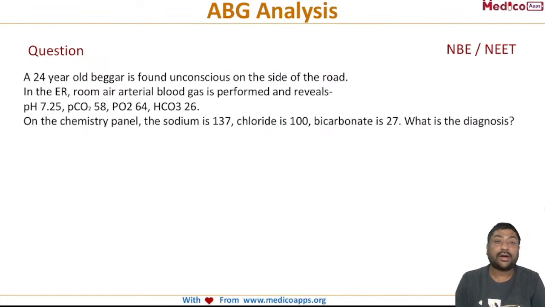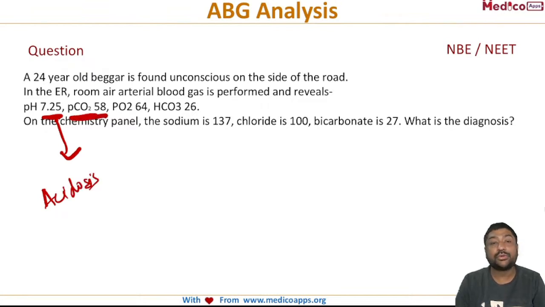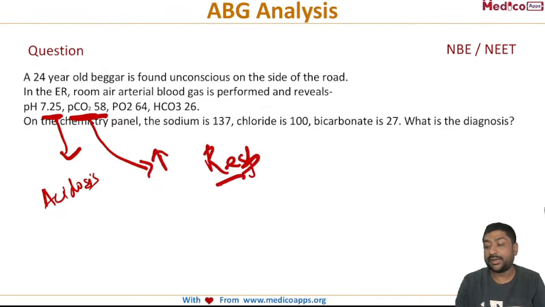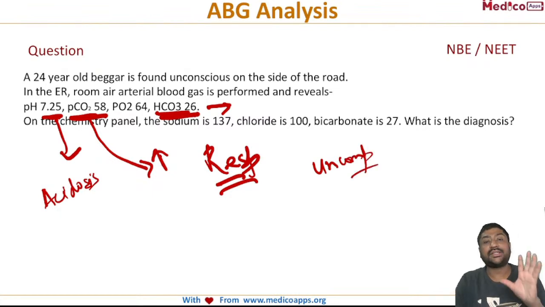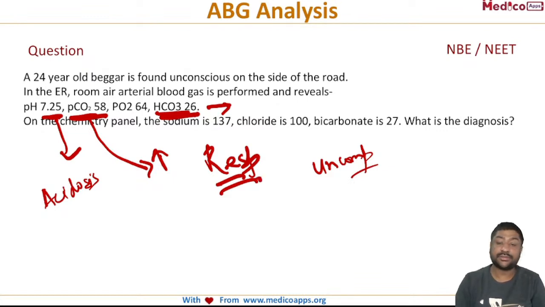Here a 24-year-old beggar is found unconscious. pH 7.25. Normally when we see the pH, we know it is an acidosis. Any doubt? Now we immediately go for PCO2. PCO2 we see is increased, so the cause will be respiratory. We see bicarbonate. Bicarbonate is within the normal range, so it is uncompensated. Not even partially compensated. So uncompensated respiratory acidosis. Again, within 10 seconds you are able to answer.